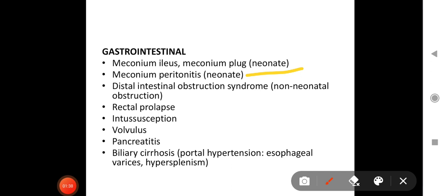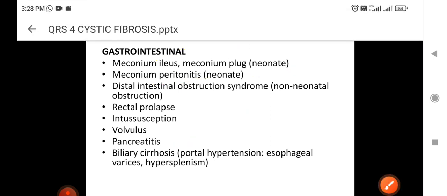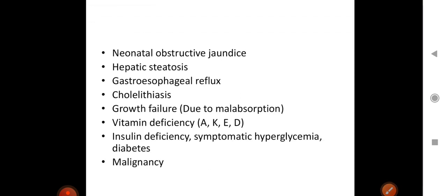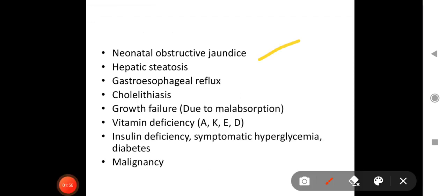Next are the GIT complications. In the neonatal age group, meconium ileus can be seen, meconium plug or meconium peritonitis. Distal intestinal obstruction after the neonatal period, and rectal prolapse can be seen in children with cystic fibrosis. High risk of intussusception, volvulus, pancreatitis, and biliary cirrhosis has also been noticed in patients of cystic fibrosis. Neonatal obstructive jaundice, hepatic steatosis, GERD, cholelithiasis, growth failure.